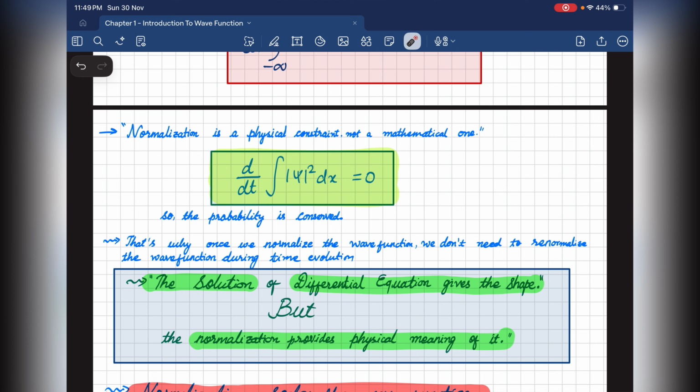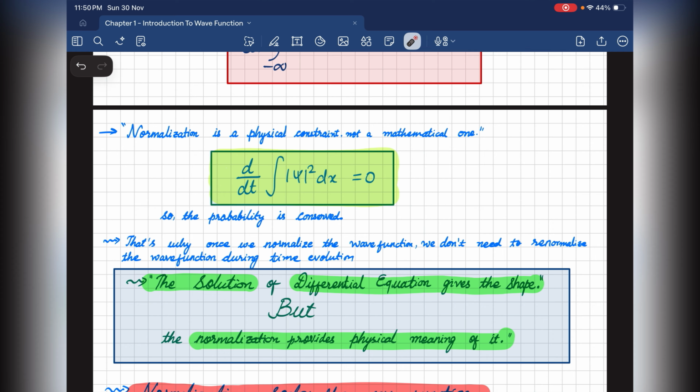So yes, and this is incredibly important. Quantum mechanics obeys a probability conservation law, which is analogous to fluid flow. That means if psi is normalized to one, it remains normalized forever. Probability is conserved, so we don't need to renormalize during the time evolution.